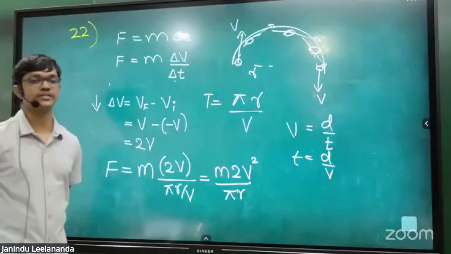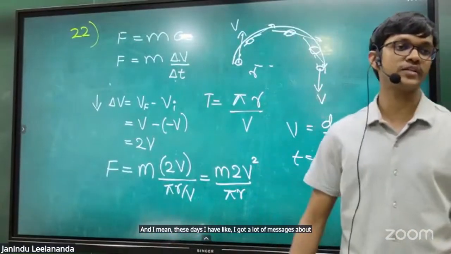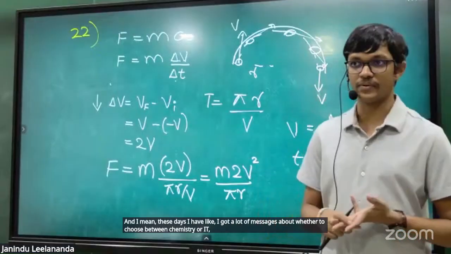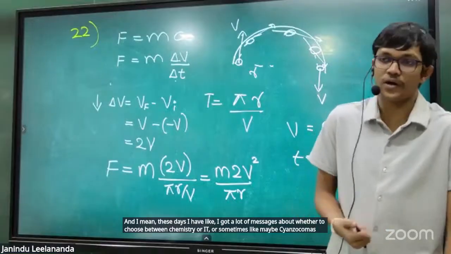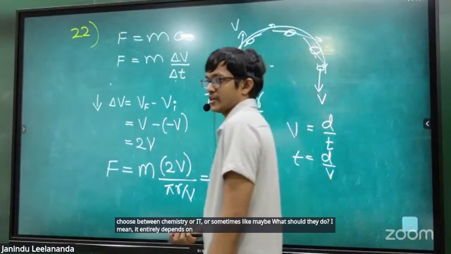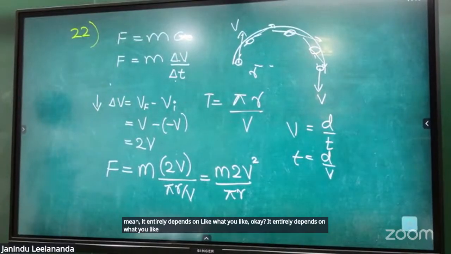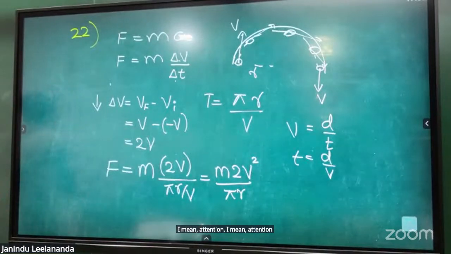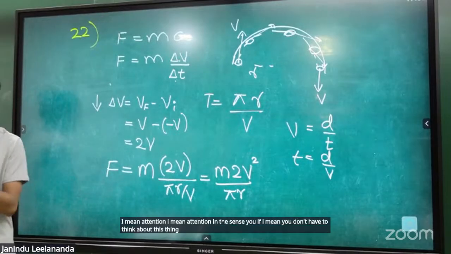These days I got a lot of messages about whether to choose between chemistry or IT, or sometimes maybe science or commerce. What should they do? It entirely depends on what you like. But just don't take the decisions based on limited knowledge. You don't have to think about this if you have already chosen whatever you are going to do.